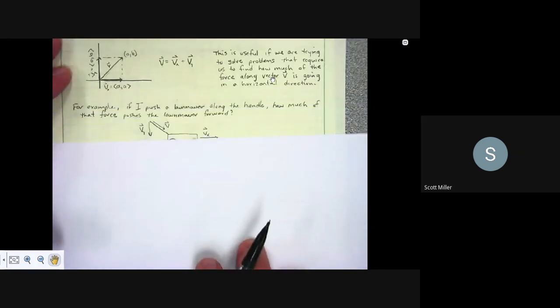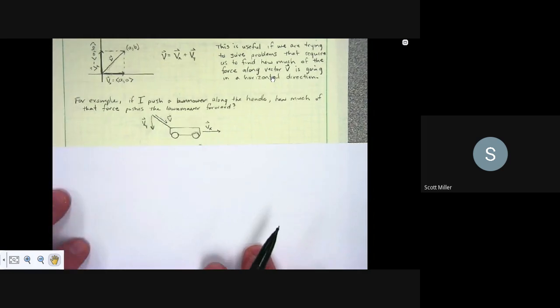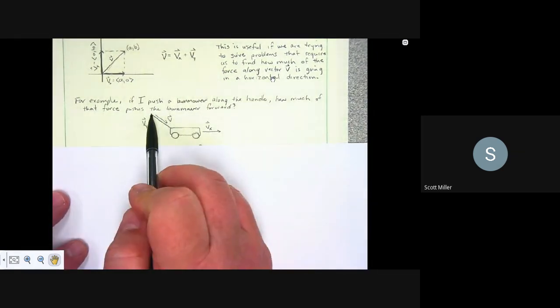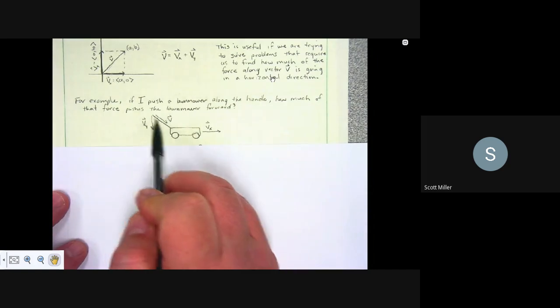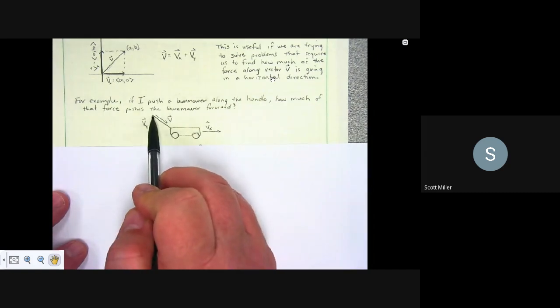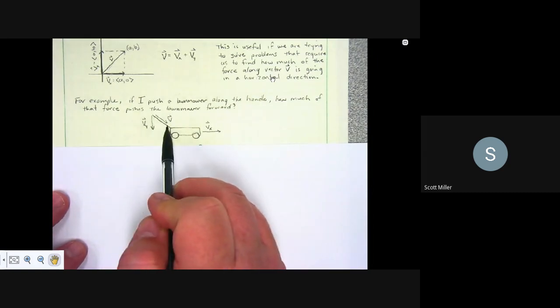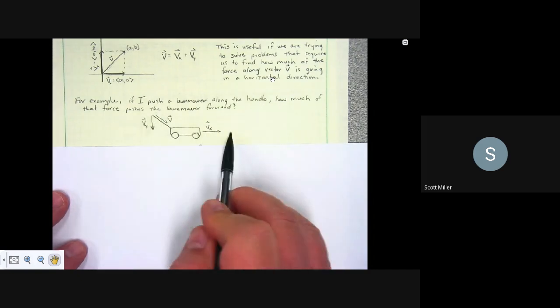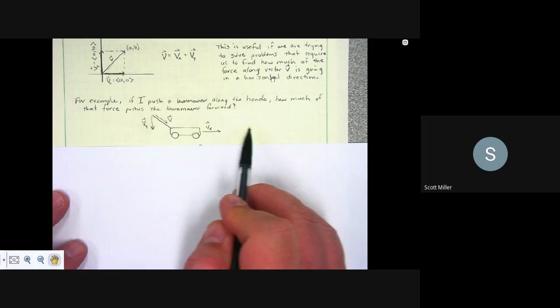This is useful when we're trying to solve problems that require us to find how much of the force along a certain vector is going in a horizontal direction. Okay, here's an example. This is a lawnmower. If I push the lawnmower down on the handle like this, so I'm acting a force in this direction, but part of that force can be broken up into being pushed downward and also pushing forward. This is what propels your lawnmower forward.